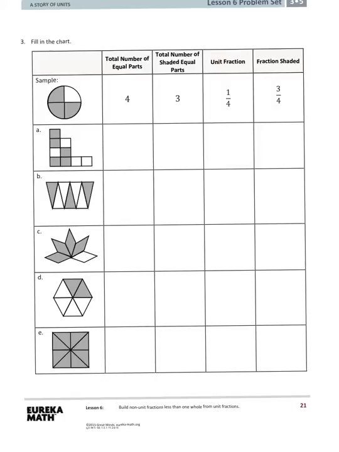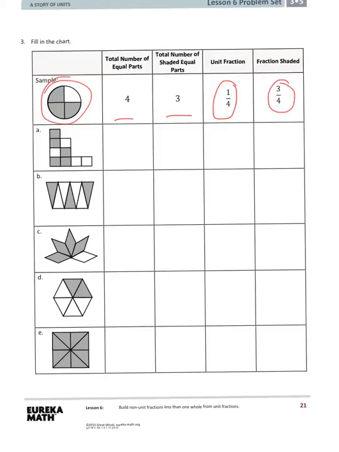Number 3, you're going to look at each shape and answer the questions above. The sample is done for you. We can see in this circle that I have 4 equal parts. 3 parts were shaded. Our unit fraction is 1/4. Each part is 1/4. Our fraction shaded is 3 out of the 4, 3/4.